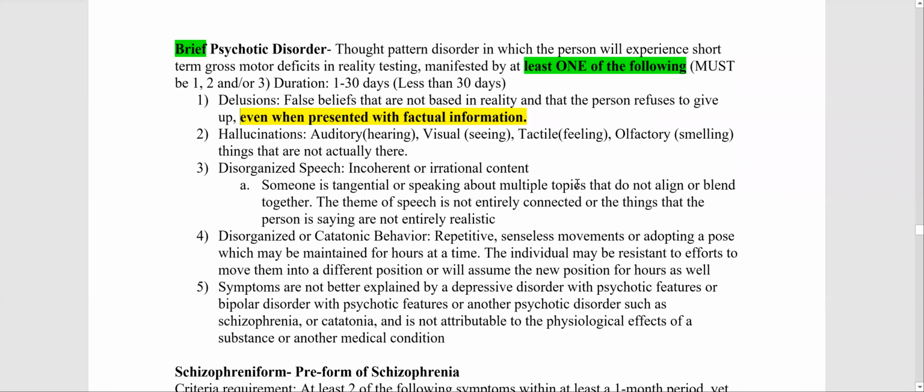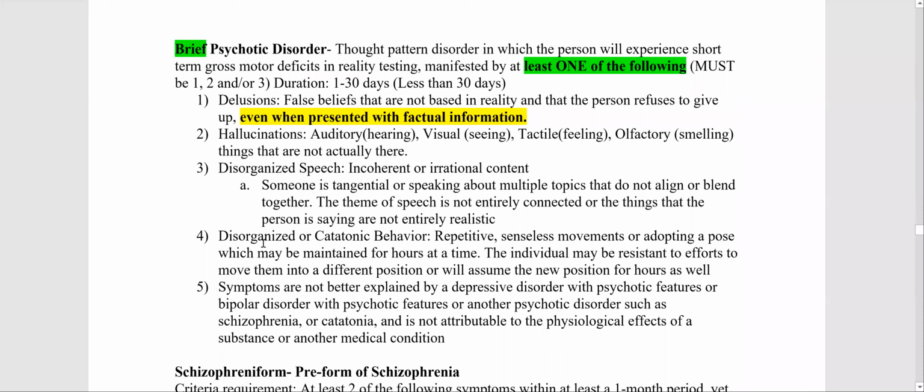So if they don't have delusions and they don't have hallucinations, they are going to have disorganized speech, which is incoherent or irrational content or thought processes. So for example, someone is tangential or speaking about multiple topics that do not align or blend together. The theme of the speech is not entirely connected, and or the things that the person is saying are not entirely realistic. So you're not able to really follow them. They're utilizing that word salad. It's like, well, I'm not really staying on track with what you're saying. Like, what are you actually saying?